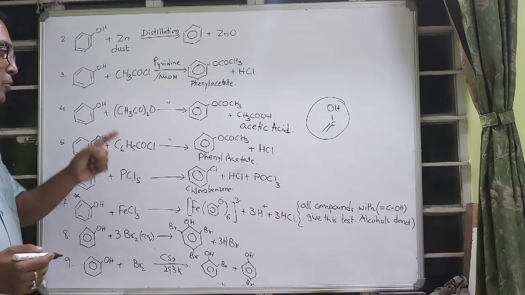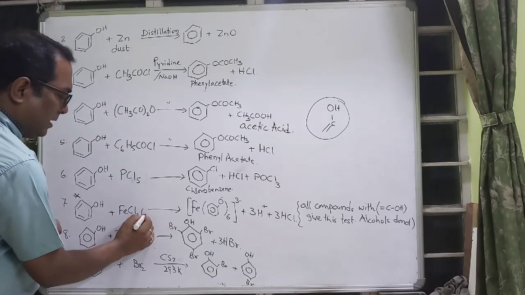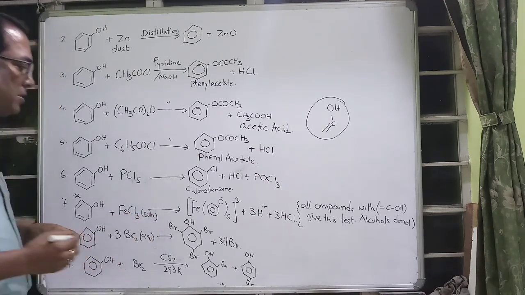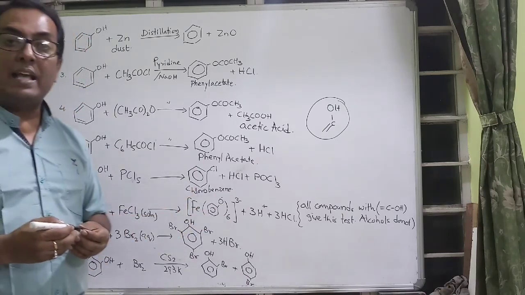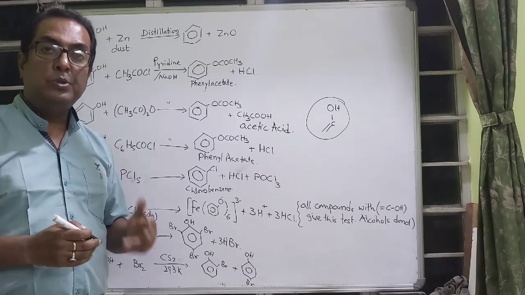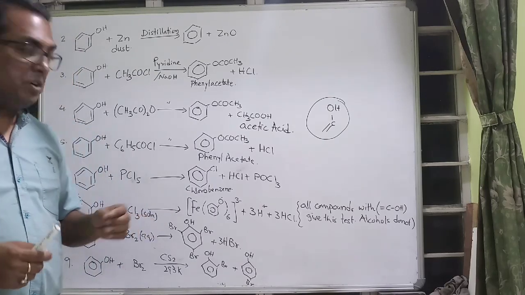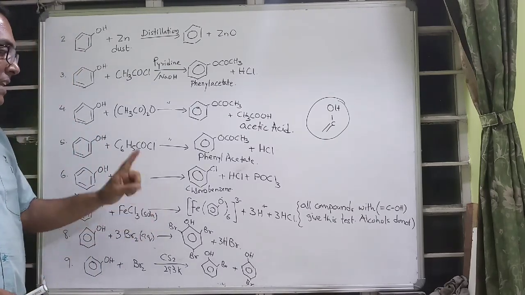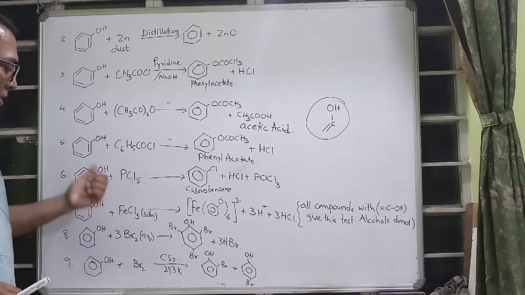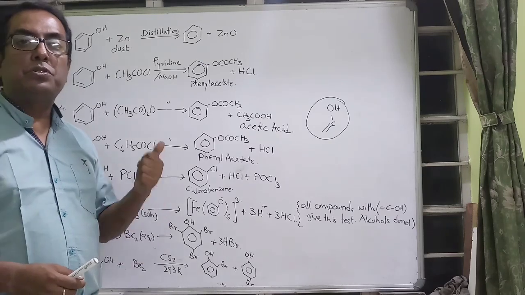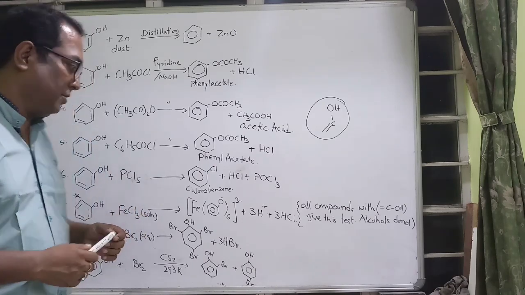Compounds which have the enolic group react with FeCl3 solution to give a complex ion which will be violet, blue, green, or even red in color. So this is an indication. If you give alcohols, they never react with FeCl3. But phenols react with neutral ferric chloride solution to give a red, violet, blue or green colored solution.